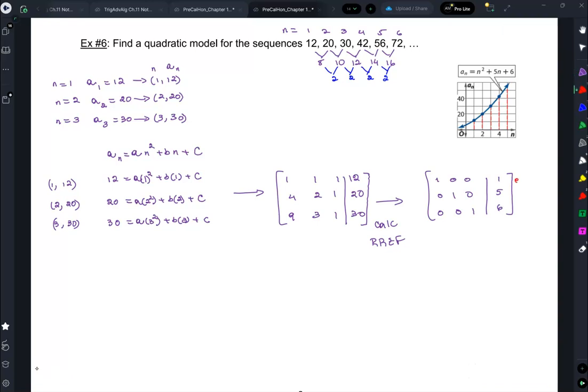So this is A, this is B, this is C. So your formula is A sub n is equal to 1n squared plus 5n plus 6. And wouldn't you know it? That's exactly the function that's graphed here. Okay? So look at that.